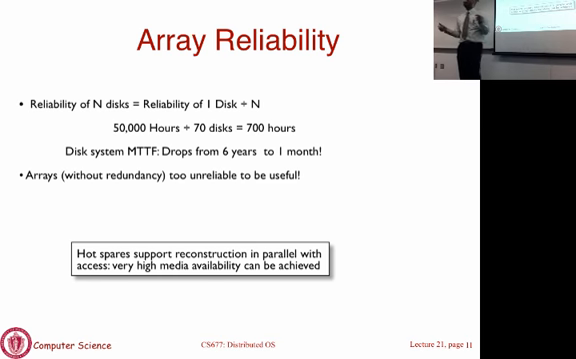Now if you have an array with n disks, the mean time to failure of the array is actually going to be the mean time to failure divided by the number of disks, because any disk can fail. As you have more components in your system, the probability that any one can fail keeps going up. So if you have, let's say, an array of 70 disks, you buy a server with 70 disks in it, the mean time to failure drops from 6 years to 1 month. That means on average, every month a disk is going to fail.